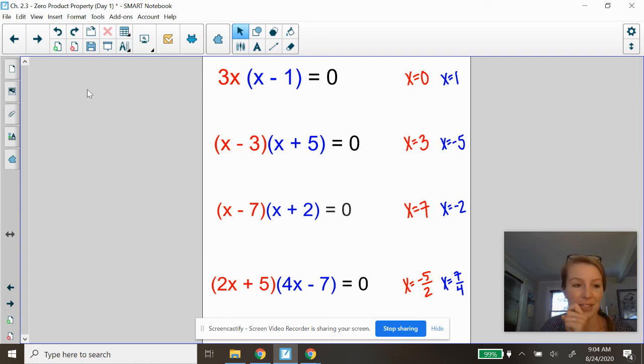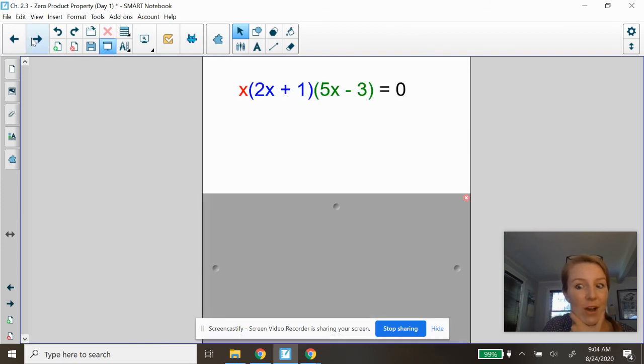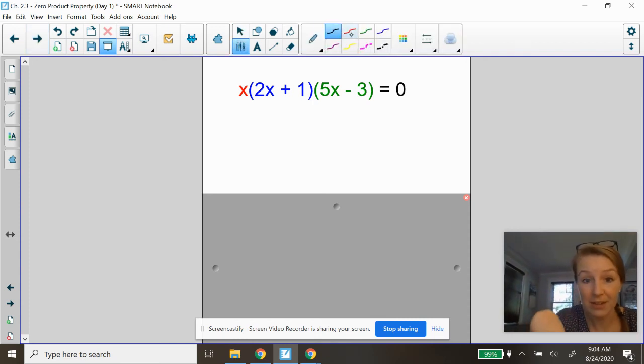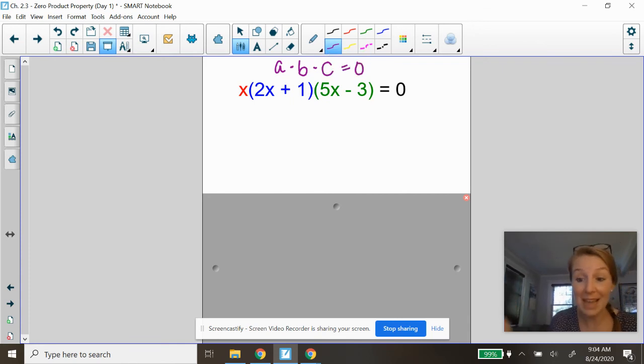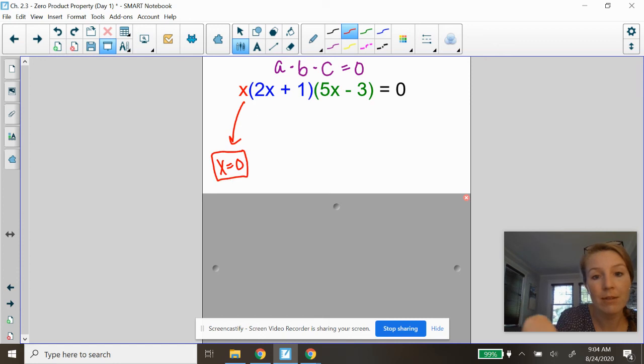Okay, one more type of problem. Oh no, now we have 3 colors. How many solutions do you think we have now? 3. If you haven't learned by now, I love to color code this. So let's think about this. Now it's almost like we have an A times a B times a C equals 0, which means A can be 0, B can be 0, or C can be 0. So this one's straightforward. X equals 0, right? There's nothing trickier.